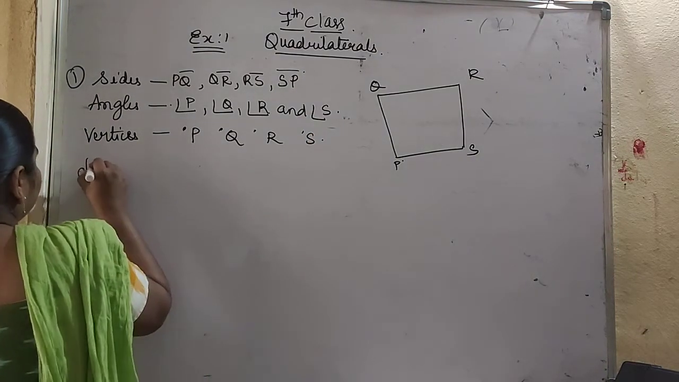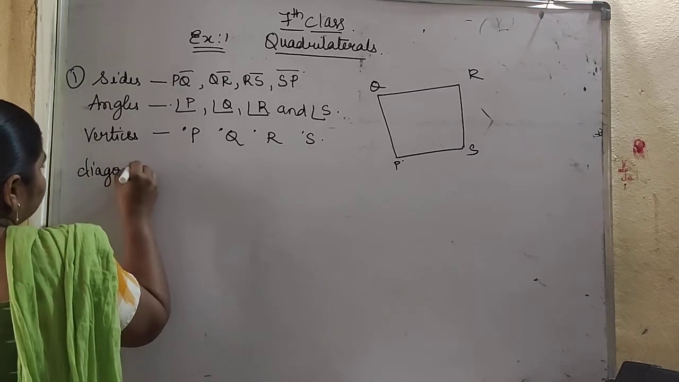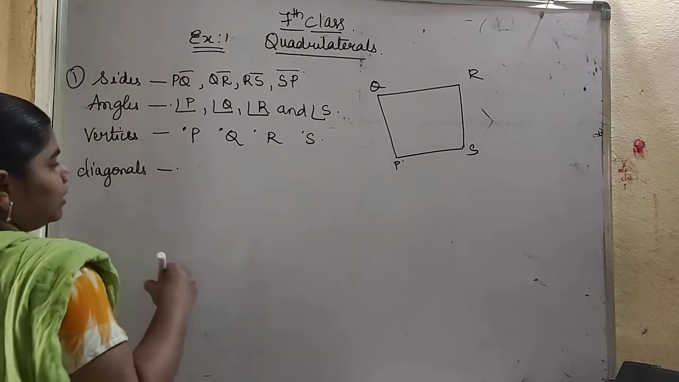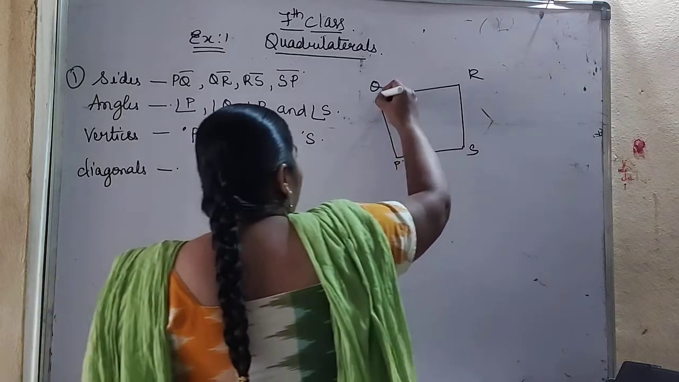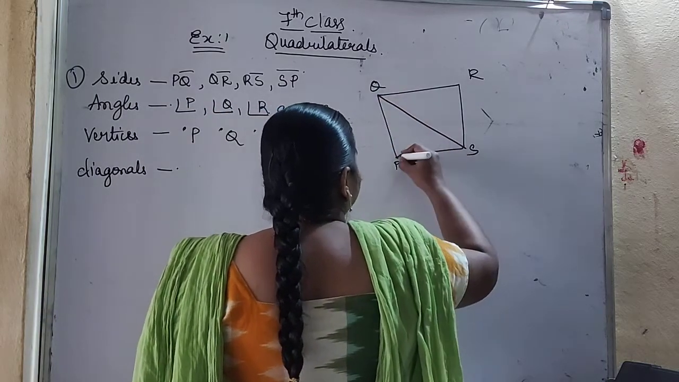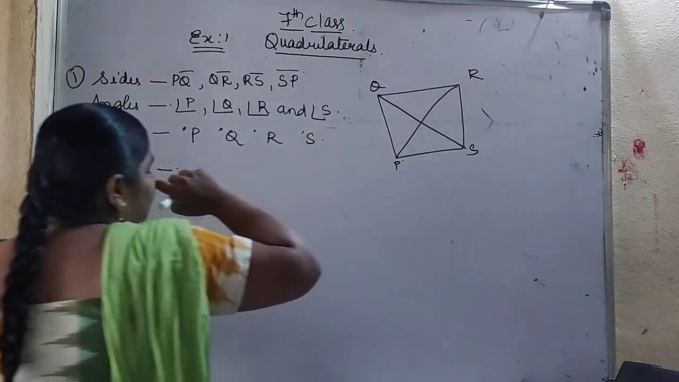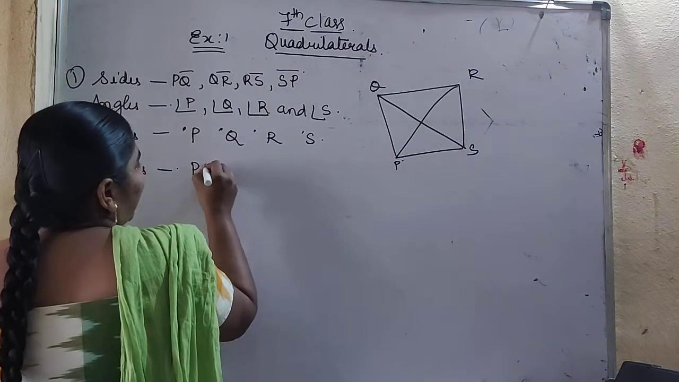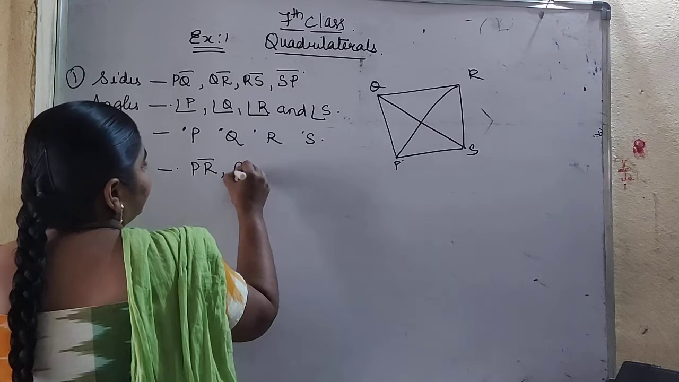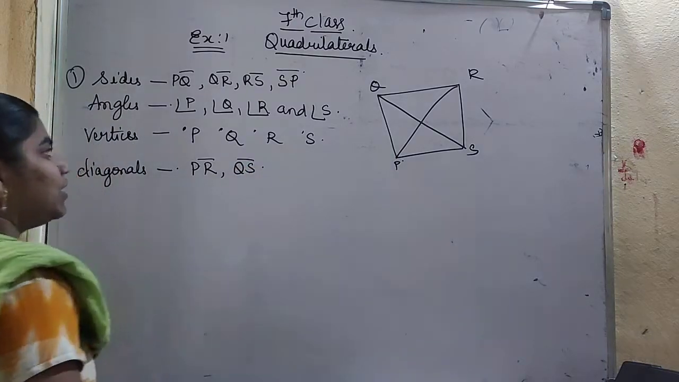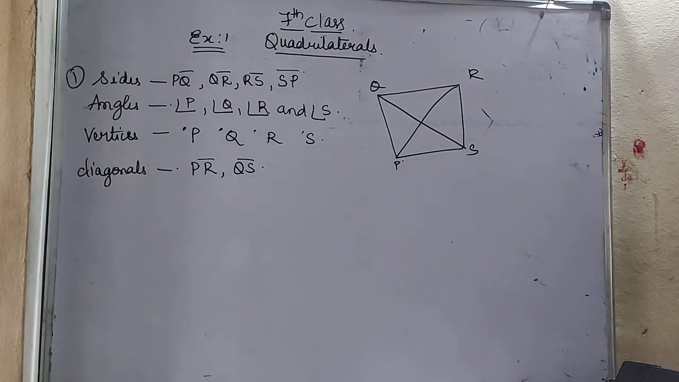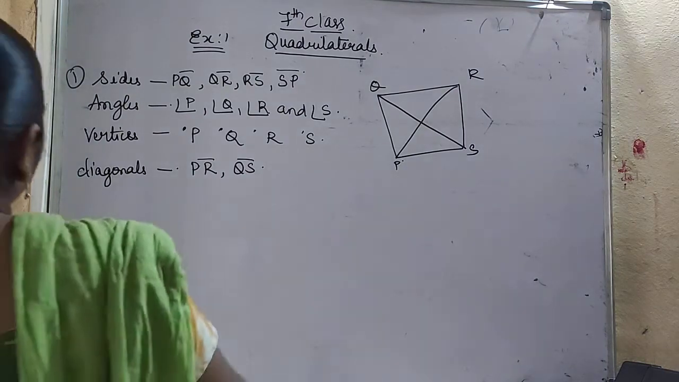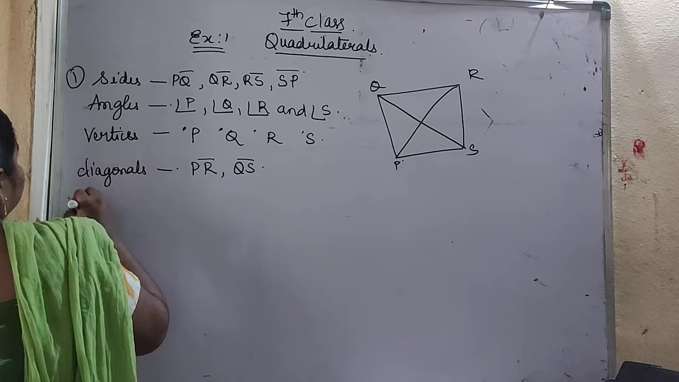And diagonals. So what are the diagonals? Diagonals means the opposite vertices we will attach with a line segment, so that they are called diagonals. So what are the diagonals here? PR diagonal and QS diagonal. So these are the diagonals in the given figure. So this is our first bit. Next is the second one.